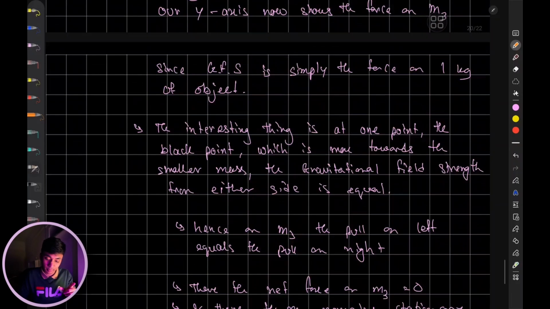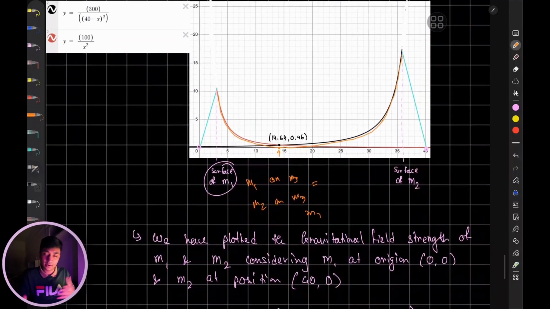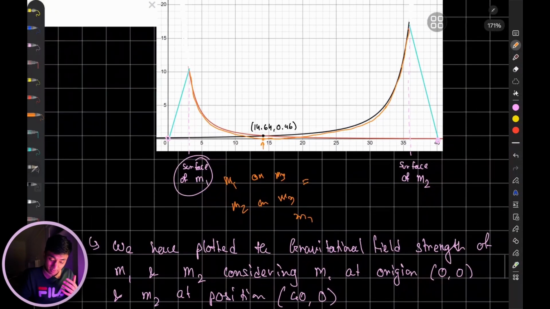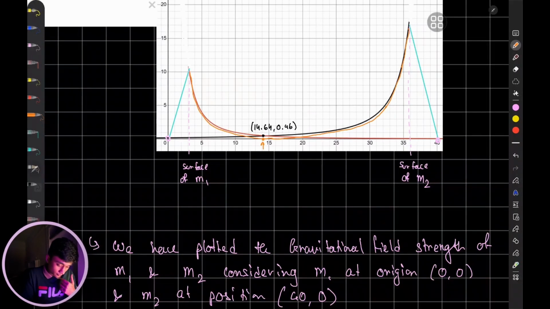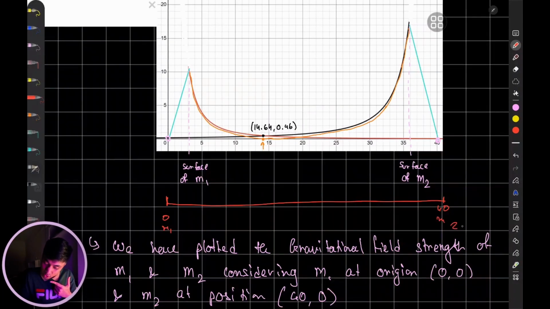Why is that? My friend, use your brain. I mean, if you don't understand, it's fine. I'm explaining it anyways. See, if this is the center and this is 40 and this is 0 and this is where M1 is and this is where M2 is. If I have my black dot over here, what is the separation over here? R. And what is the separation from M2? 40 minus R. Got it?